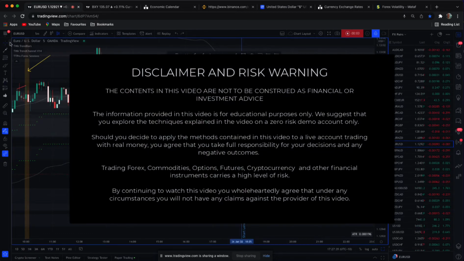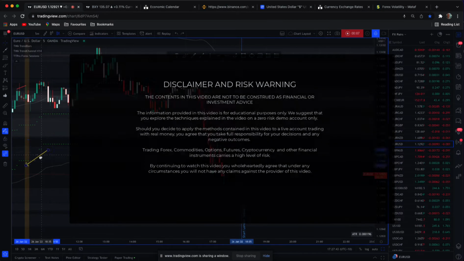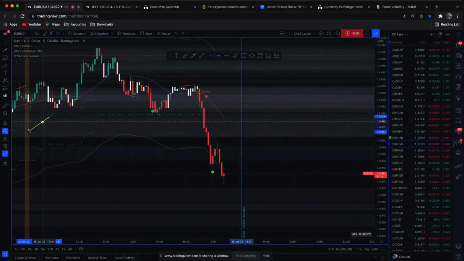Hi traders, Anthony here, just taking a look at the euro dollar. This golden line back here, that's the open, the Asian open. This line here is where I'm thinking the London market's going to kick off.